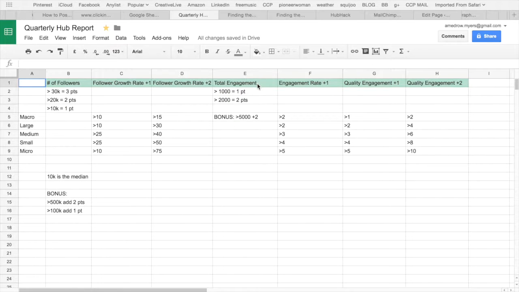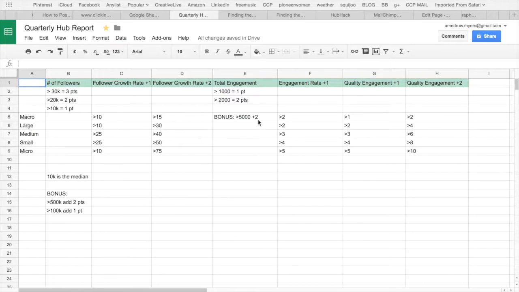Total engagement, you got 1 point if your total engagement was over 1,000 or averaged over 1,000. Total engagement means likes and comments, but you got 2 points if it was over 2,000 on average.